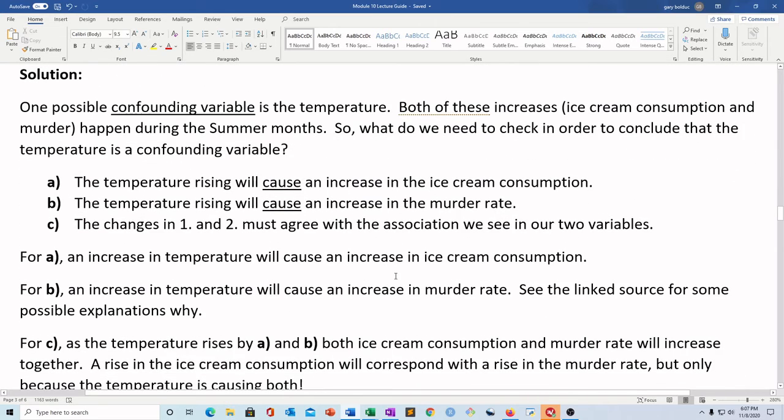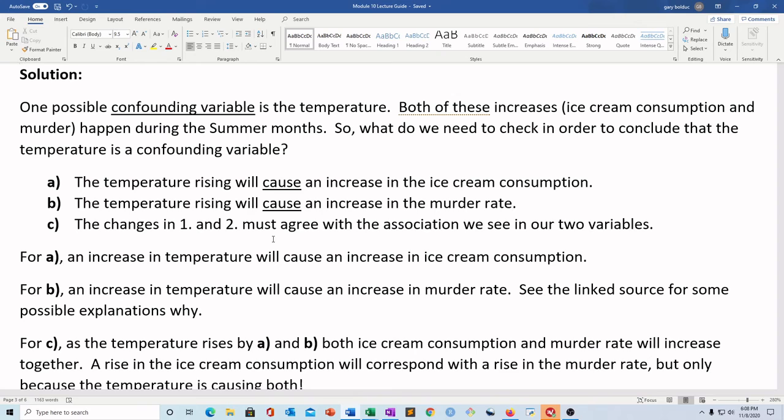So one possible confounding variable that's explored in that source and in many other places is temperature. So let's think about this. What happens when the temperature goes up? Well, if you're in New York City, the temperature goes up. Ooh, it's getting warmer. I'm more likely to buy ice cream. Okay, so temperature goes up, more ice cream is eaten. Well, what else? Temperature goes up, more people are outside. There's a couple other things you can think about from that source.